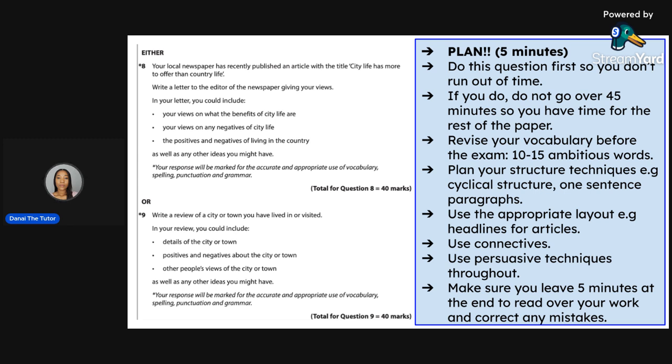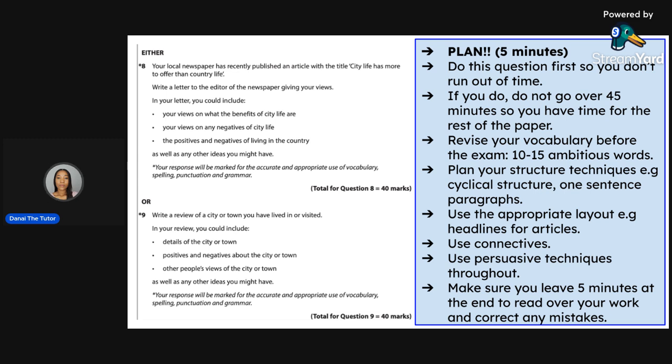Revise your vocabulary before the exam, okay? So even now, hopefully you're not watching this for the exam, but even if you are, 10 to 15 ambitious words. So these are words that you can pick, you can check them on Google, you can ask your teacher. A good list of 10 to 15 ambitious words that will demonstrate that ability. And you want to make sure you know what they mean, know how to use them, and importantly, know how to spell them. In fact, I've got a video on this, so I will link it in the description.